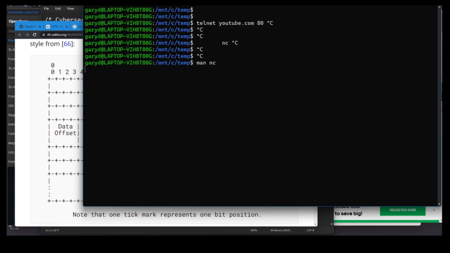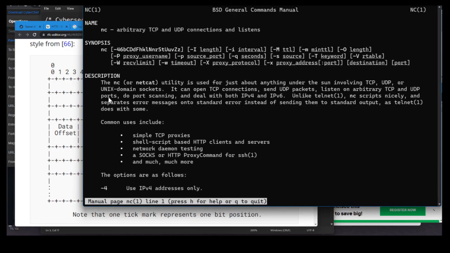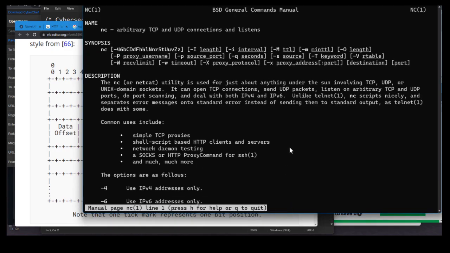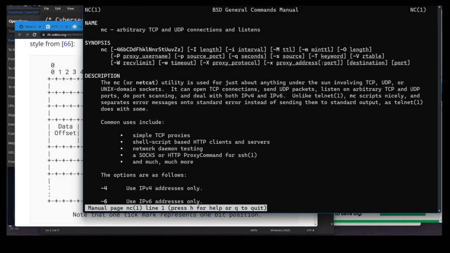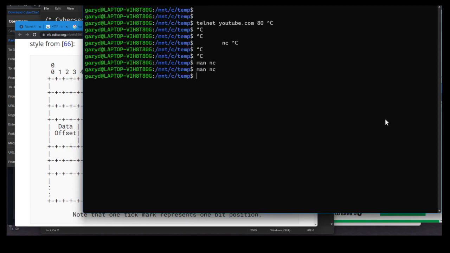All right, here's the man page for it. By the way, in Linux, that's how you read the documentation for something. So this is the man page for Netcat. This is where it explains to you all the stuff that it does. It makes arbitrary TCP connections and also listens for stuff, right?